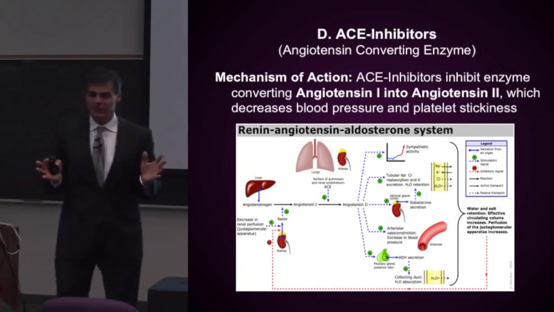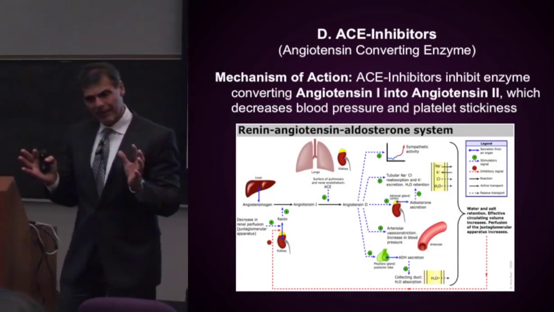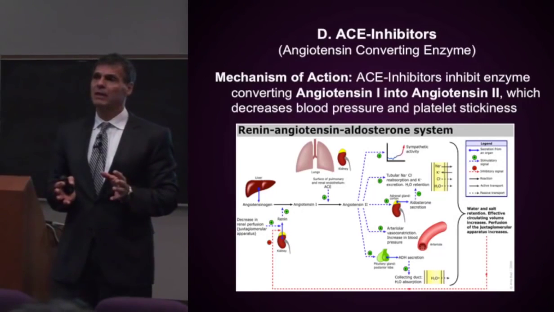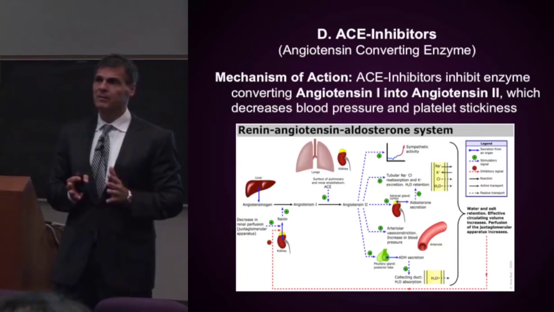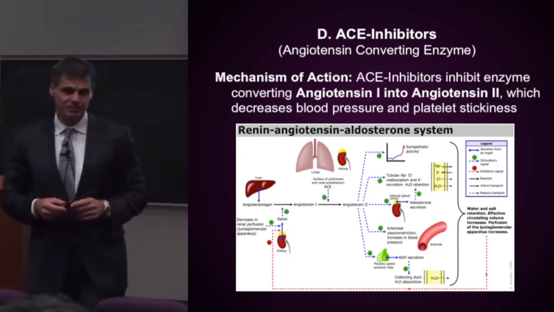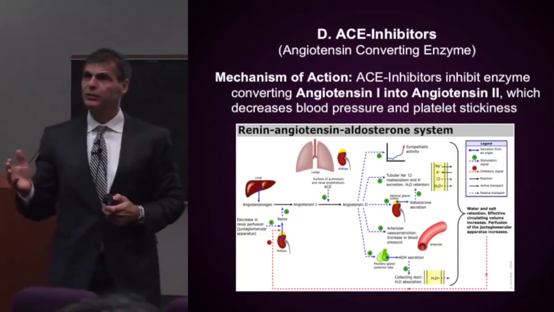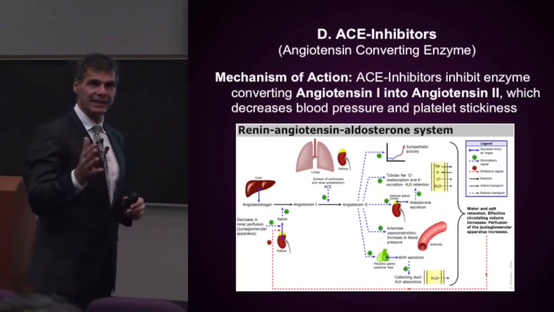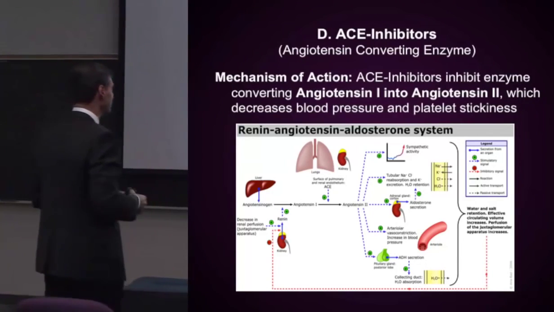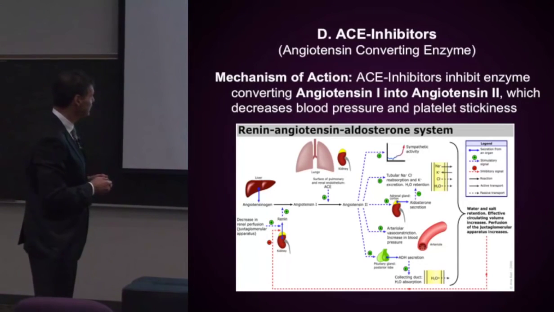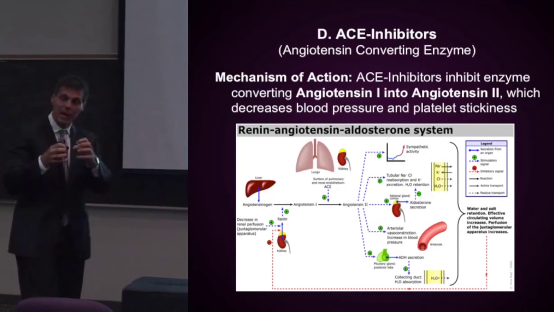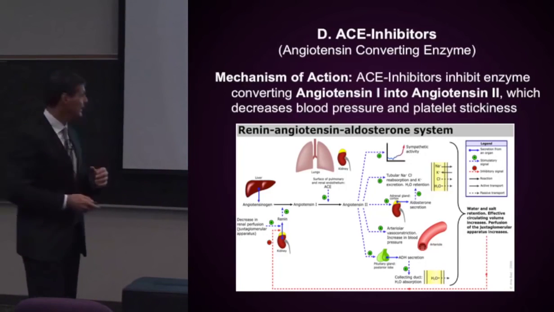The next classification of antihypertensive drugs, and this is a really important one because I happen to like these drugs. They're called ACE inhibitors. And ACE stands for the angiotensin converting enzyme. If you inhibit that enzyme, certain things happen. You inhibit the conversion of angiotensin 1 into angiotensin 2. It lowers blood pressure and makes platelets a little less sticky.